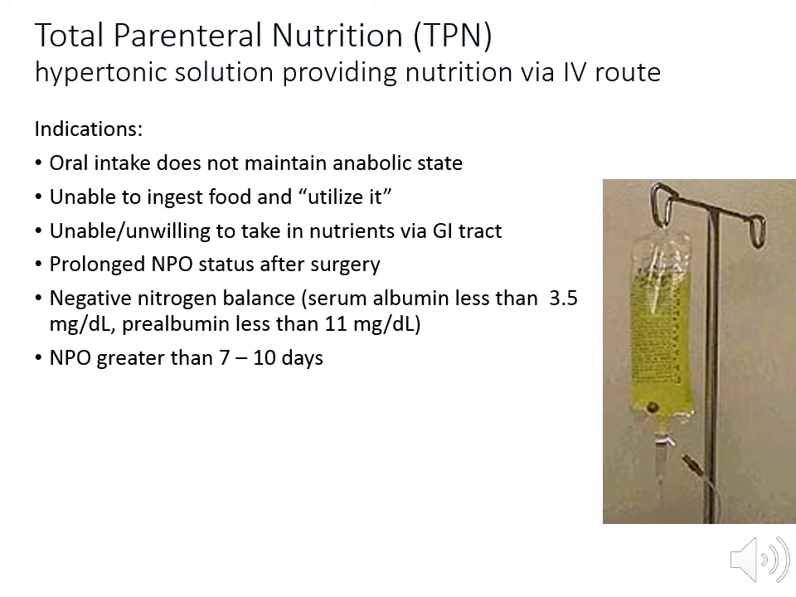You have prolonged NPO status after surgery. So if a patient is going to be on NPO status for a long time after surgery, they may receive TPN. Negative nitrogen balance: the decline is NPO greater than 7 to 10 days. 1 liter of 5% dextrose only provides around 200 calories, so they may need more than just IV fluids.